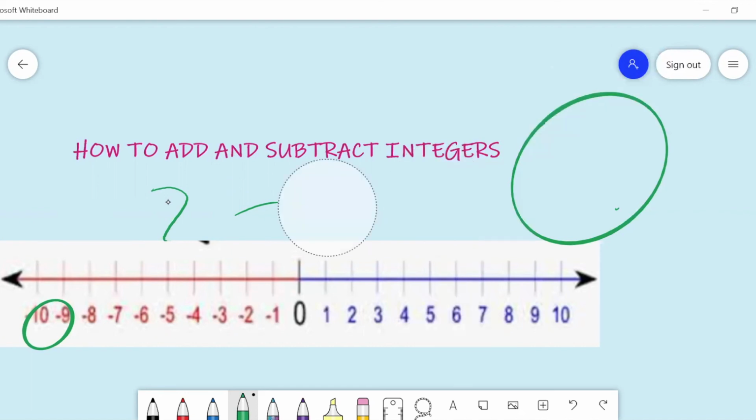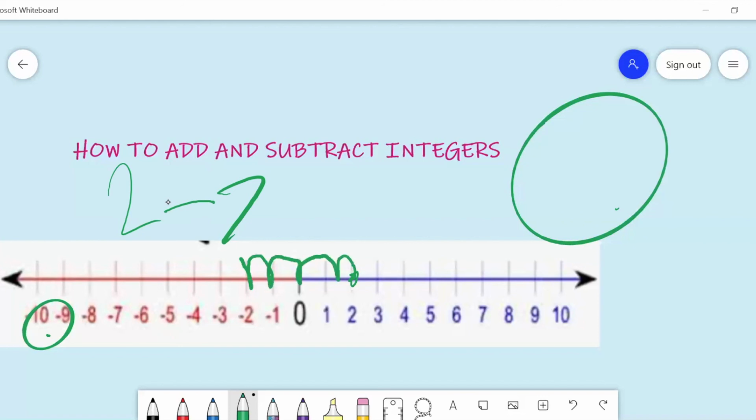Let's take now, if we have one positive number and one negative number, how do we do this? -2 minus 7. If you go from -2, you will see that 1, 2, 3, 4, 5, 6, and 7. -9 is our answer. So this equals -9.